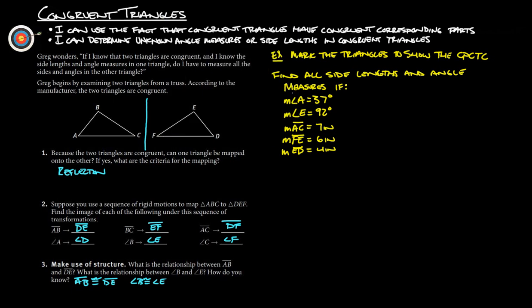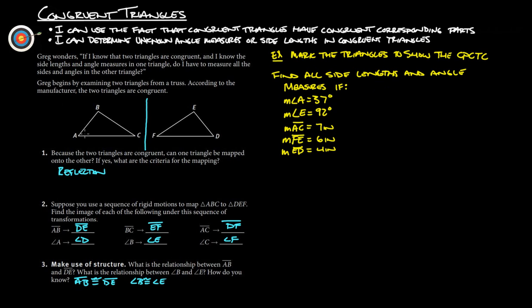Okay. This example here. So we're going to mark the triangles to show the congruent parts of the triangles that are congruent. And then we're going to find all the side lengths if they have these different things here. So let's mark up this triangle.